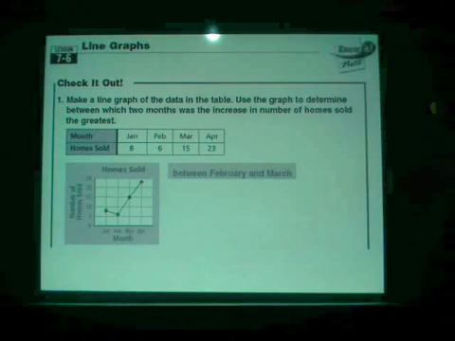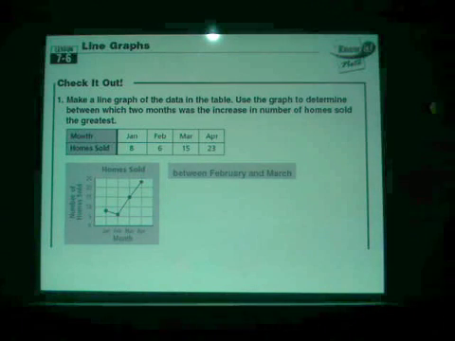Okay, let's take a look at the closing examples here. They'll begin with the first question, which is asking us to make a line graph of the data in the table, and then we're to use the graph to determine between which 2 months was the increase in the number of homes sold the greatest.